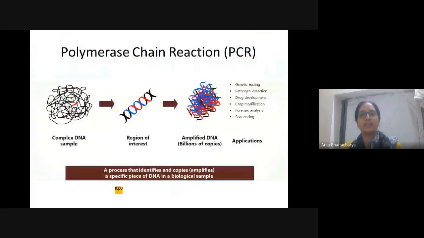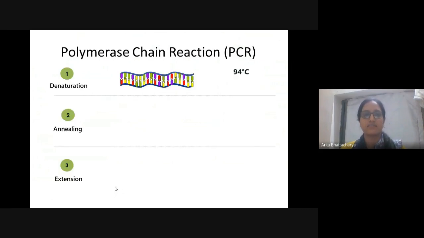So before going into quantitative PCR, let's first discuss what PCR is. PCR stands for polymerase chain reaction. It is a process that identifies and multiplies a specific part of the DNA in a biological sample. So we have a complex DNA sample in which we have a region of interest which we want to amplify, and we can amplify it with the help of PCR. This technique is usually employed in genetic testing, pathogen detection, drug development, crop modification, and forensic analysis.